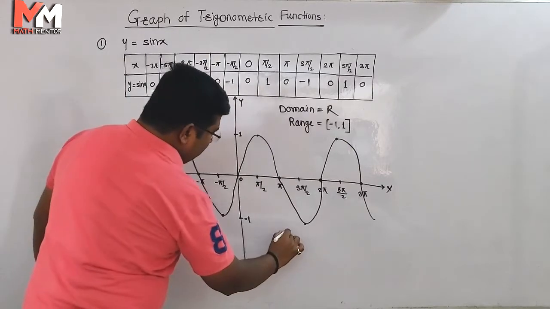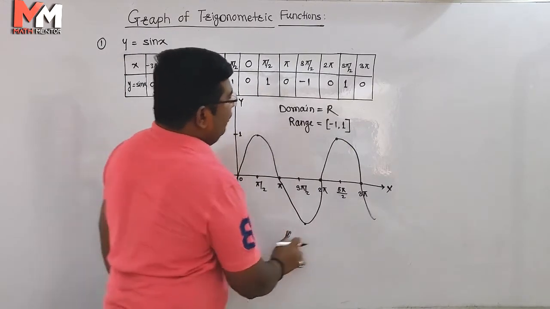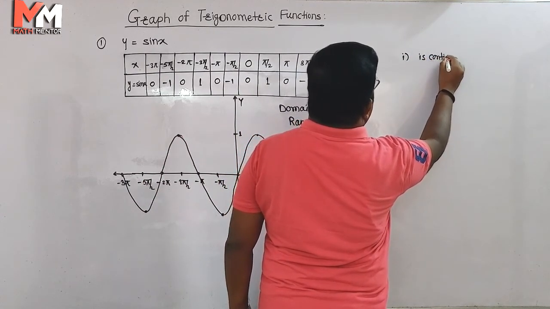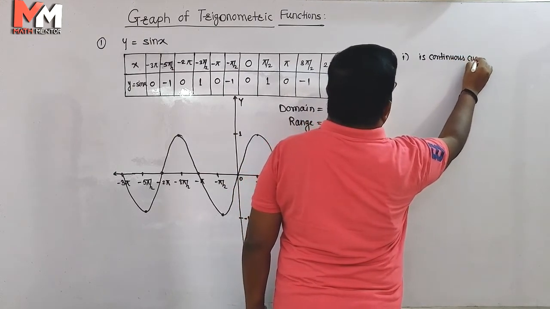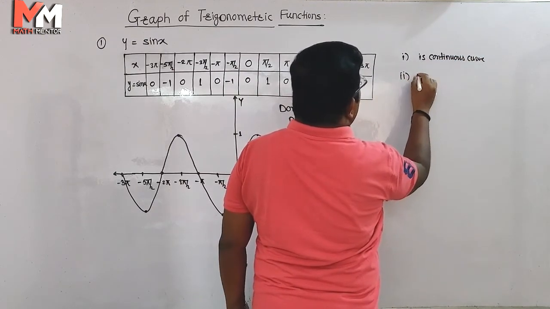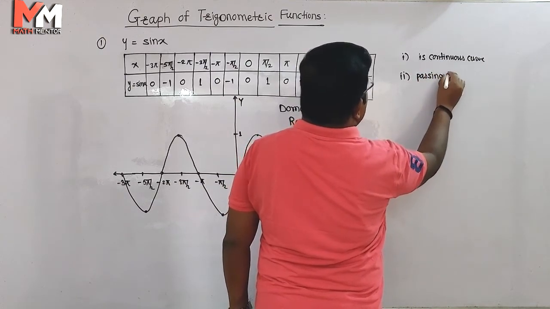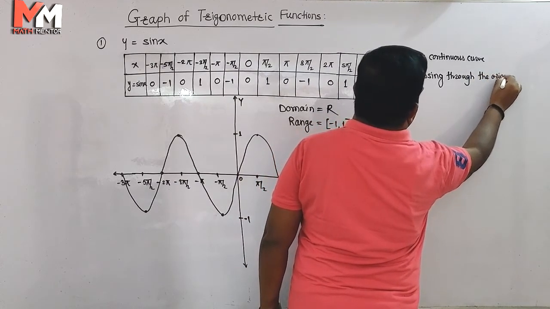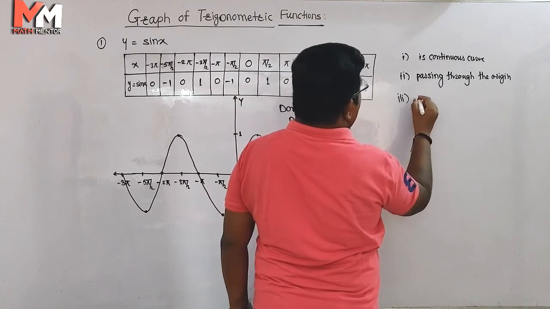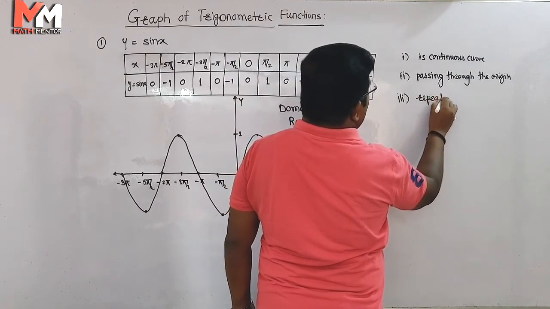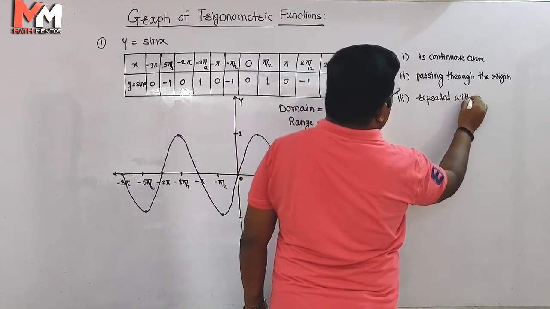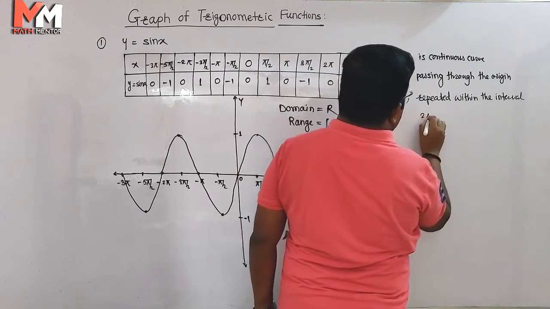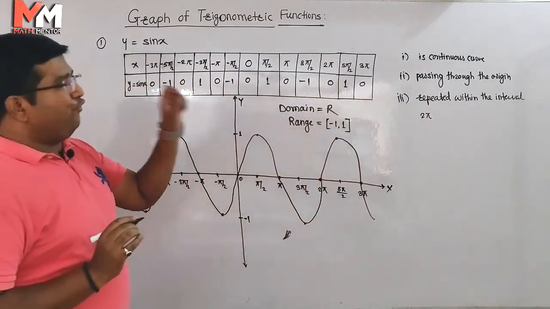So the points to remember here for y is equal to sin x: it is a continuous curve, passing through the origin, and third important point, the curve is repeated within the interval 2 pi. So these 3 points should be remembered forever.